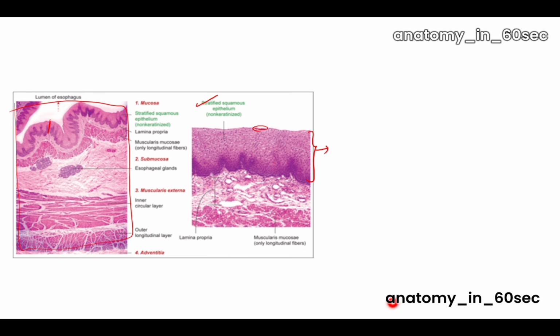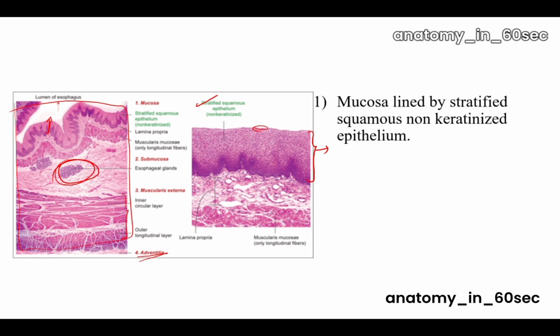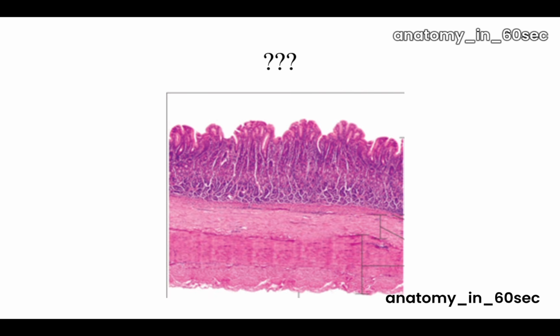So அந்த stratified squamous layer of epithelium தெரியும் and in the submucosa there will be esophageal glands. And in the muscularis layer it is made of inner circular and outer longitudinal muscle and the fourth layer is adventitia. So all these together form the esophagus. So the mucosa is lined by stratified squamous non-keratinized epithelium and beneath that esophageal glands are present in the submucosa and the given slide is esophagus.